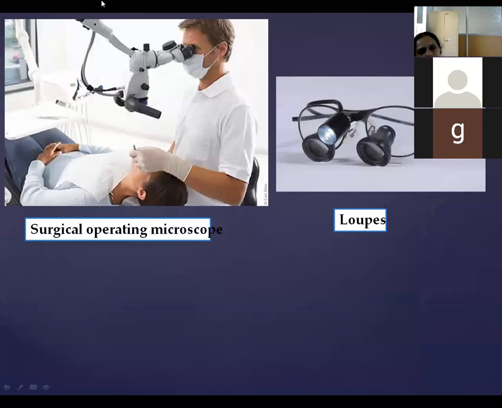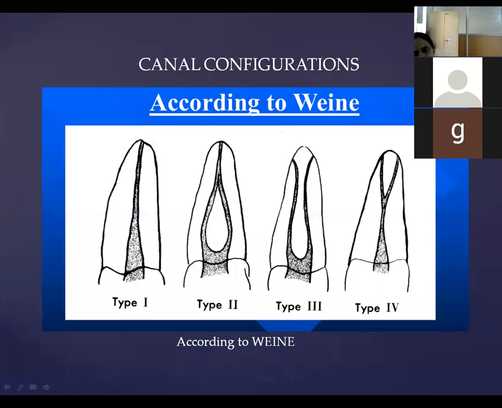Whenever the pulp chamber is calcified, in that case you can use a surgical microscope. It provides magnification, so you can use this surgical microscope to see the canal orifices. You can also use loupes, but they are not as efficient as the surgical microscope. They only magnify about 2 to 3 times the original tooth size. So these loupes are also used to locate the canal orifices.